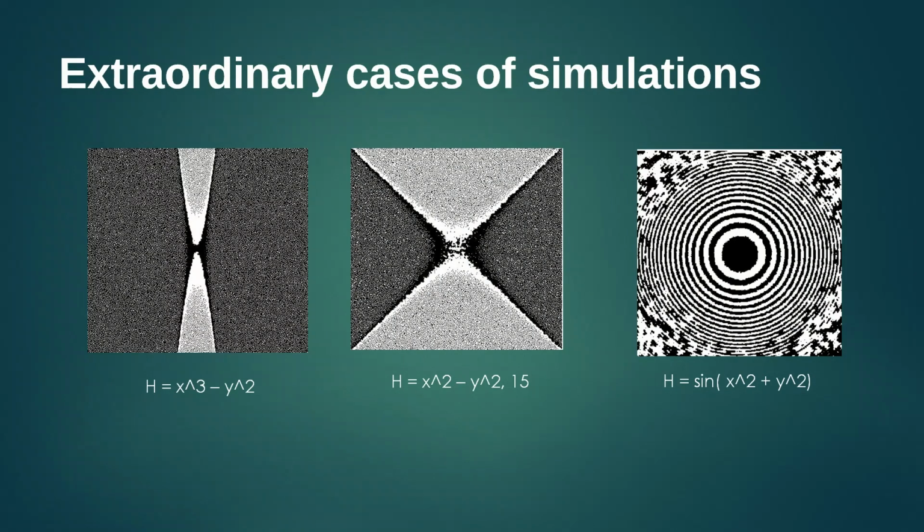For curiosity's sake, we also considered some cases that can hardly be encountered in real life, but they gave interesting results. As an example, a sinusoidal distribution produced an interference-like structure.